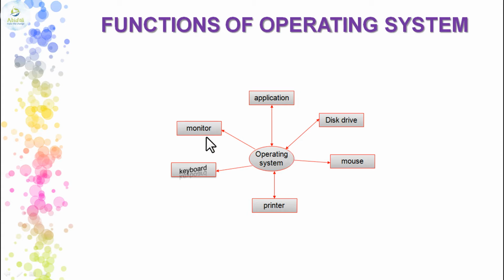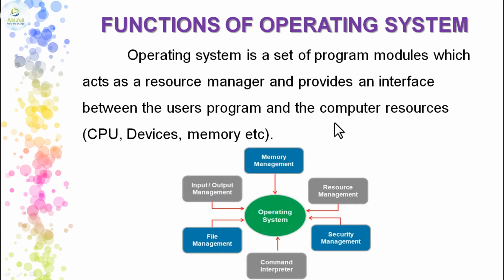It may involve the following things: monitor, keyboard, printing, mouse, peripheral devices connected, disk drivers, or other application software running on the operating system. All of these fall under the functionalities of the operating system. An operating system is basically a set of program modules which acts as a resource manager and provides an interface between the user program and the computer resources.